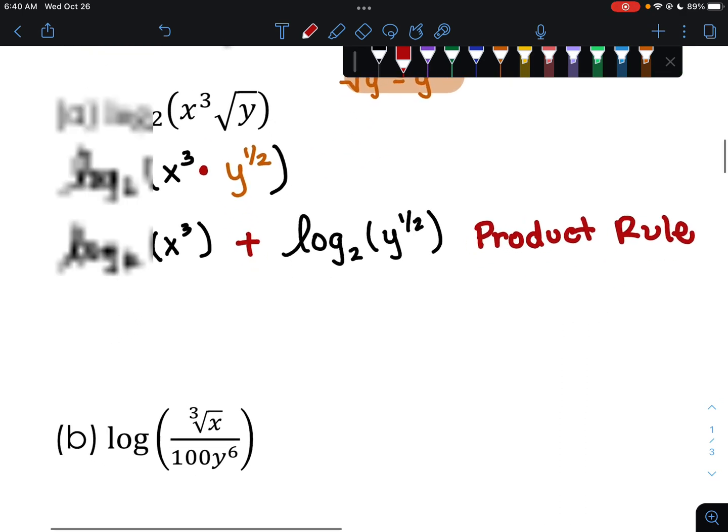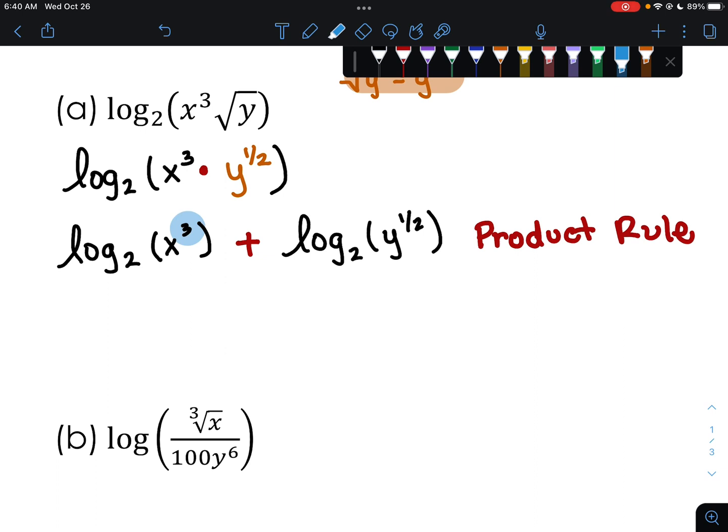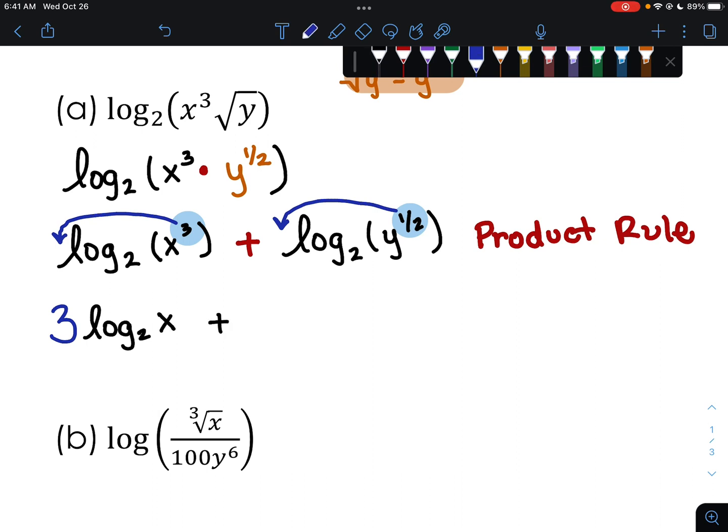Now I see that I have some exponents, and all we're going to do to finish this problem out is to move those exponents out in front. So what that looks like is I will have 3 log base 2 of x plus 1/2 log base 2 of y. And we did that by the power rule.